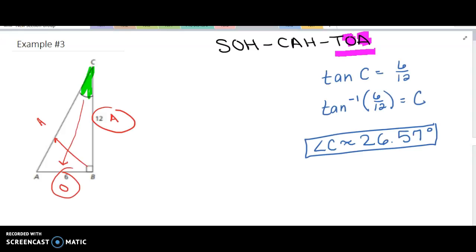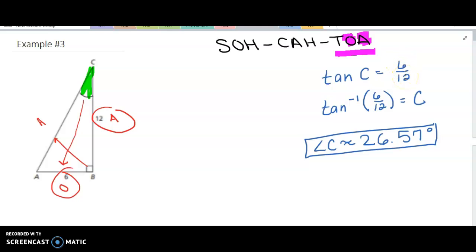All right, so obviously angle C is our reference angle because that's where we have the mark, which makes our 6 the opposite side and our 12 the adjacent side. So if we look over here at the trig functions, we want to know which of these have O and A together. Well, that's tangent. So tangent of C is opposite over adjacent, so 6 over 12.